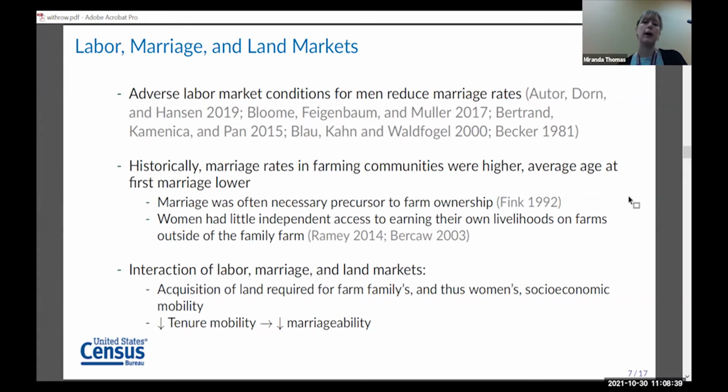Acquisition of land was required for farm families and thus women's socioeconomic mobility. So when the farm crisis really disrupted that pattern and led to declines in tenure mobility or the ability to even enter the tenure ladder at all, that could have in turn, and does in turn, reduce men's marriageability and may have women delaying marriage as a result.